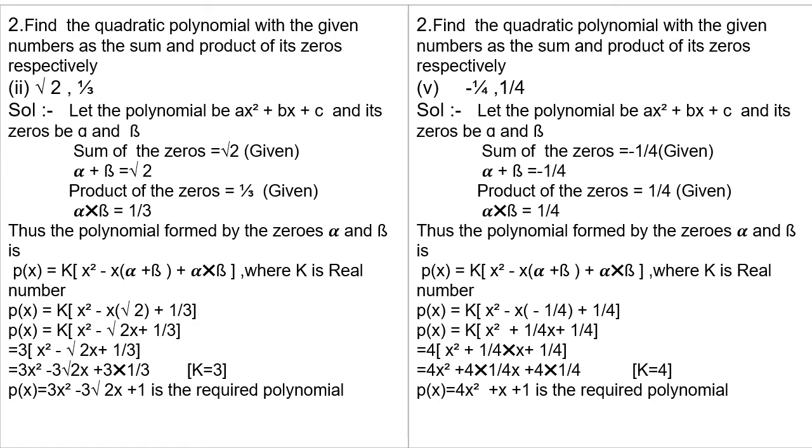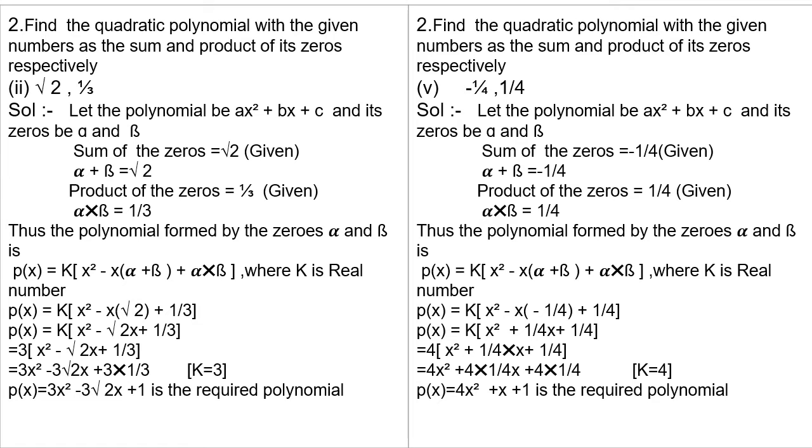Now let us go to the solution. Let the polynomial be ax square plus bx plus c and its zeros be alpha and beta. So the sum of the zeros is equal to root 2, given. Therefore alpha plus beta is equal to root 2. The product of the zeros is equal to 1 by 3, given. Therefore alpha into beta is equal to 1 by 3. Thus the quadratic polynomial which is formed by the two zeros alpha and beta is p of x is equal to k times the bracket x square minus x into alpha plus beta plus alpha into beta, where k is a real number.